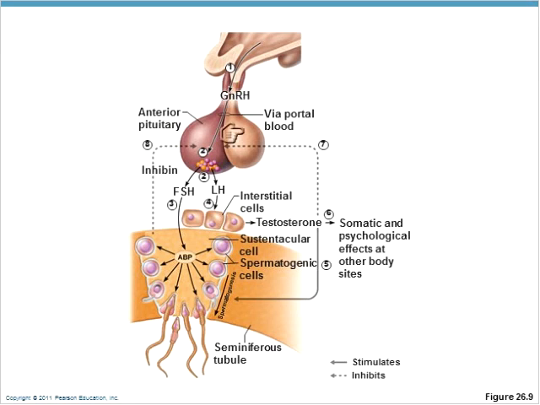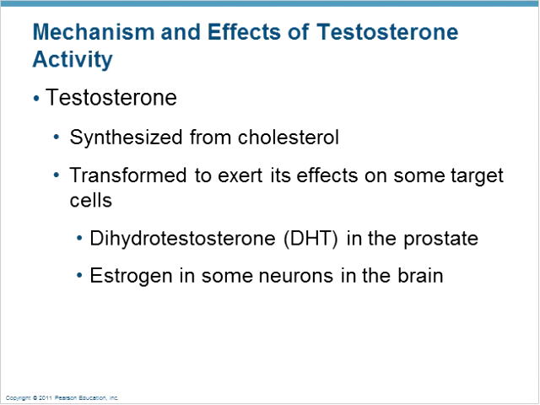This takes you through that whole process, and I would look at this chart. It's really helpful. The mechanisms and effects of testosterone activity. Testosterone is synthesized from cholesterol. It's transformed to exert its effect on target cells: dihydrotestosterone, DHT, in the prostate, and estrogen in some neurons in the brain.